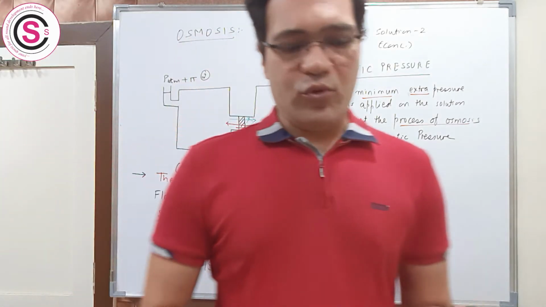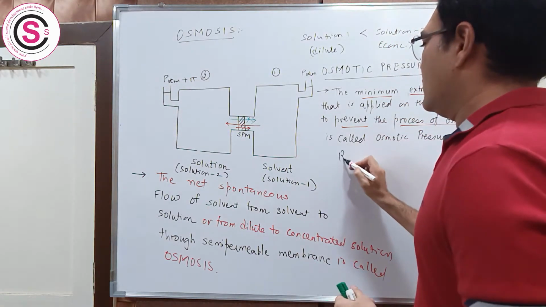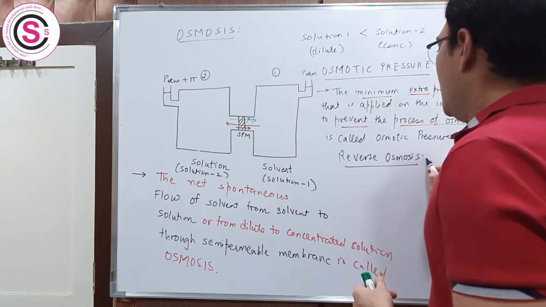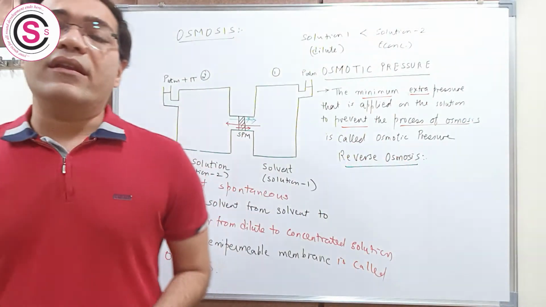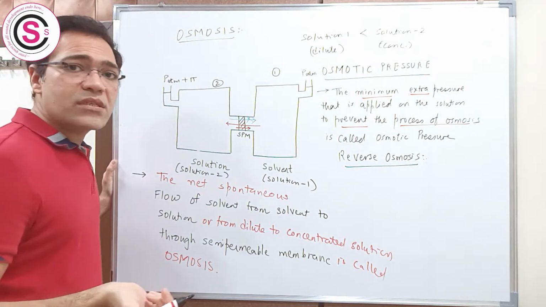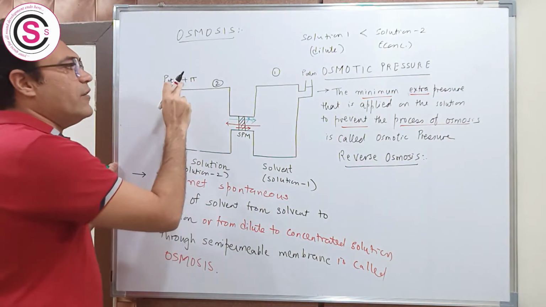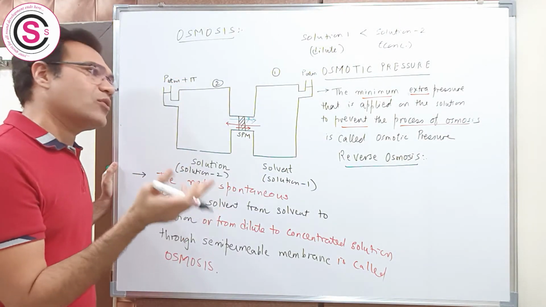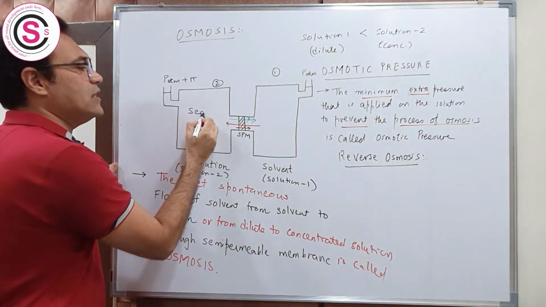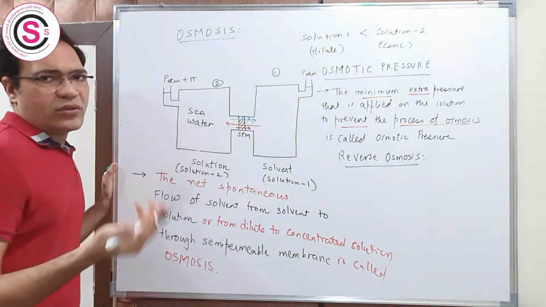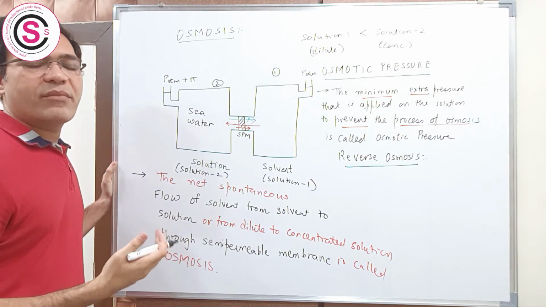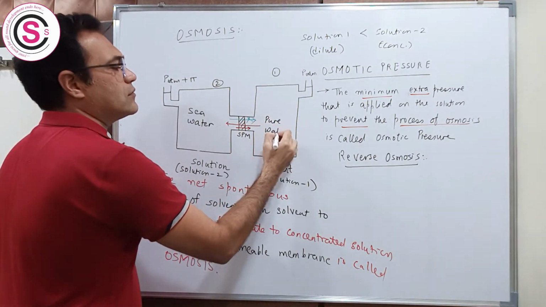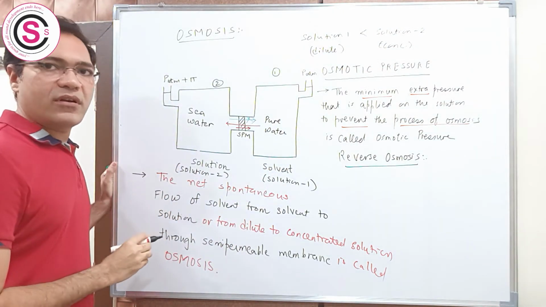Now students, think like this. Let us talk about reverse osmosis. What will happen if the pressure here is more than your osmotic pressure? Now students, think like this. What will happen if I apply pressure here more than the osmotic pressure? So let us consider that here I have your seawater, right? You know that seawater cannot be used for drinking purposes because it has a lot of salts dissolved in it. And here suppose I have pure water, right? Or drinking water, which can be used for drinking purposes.